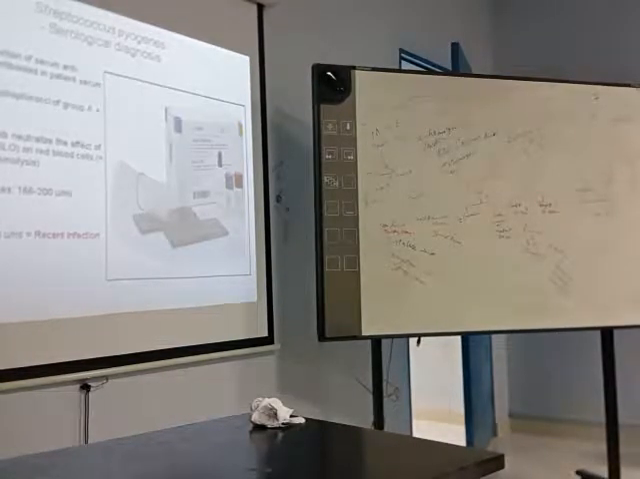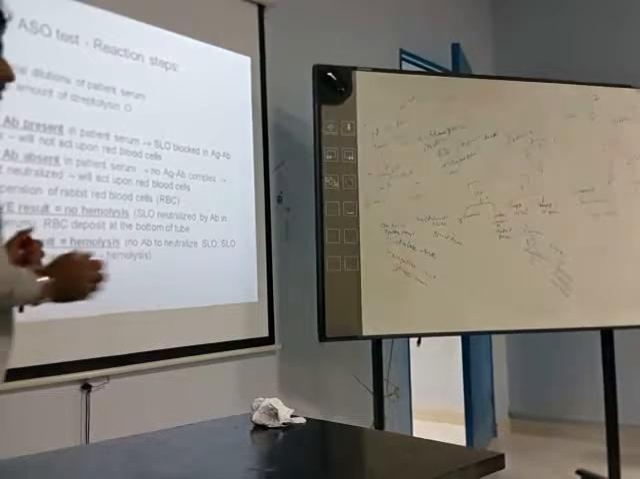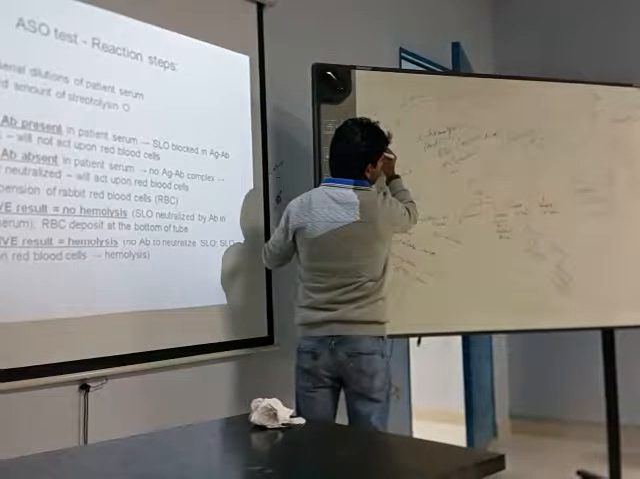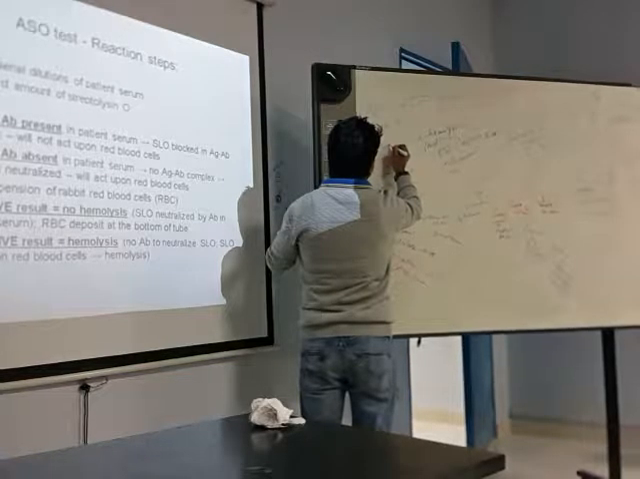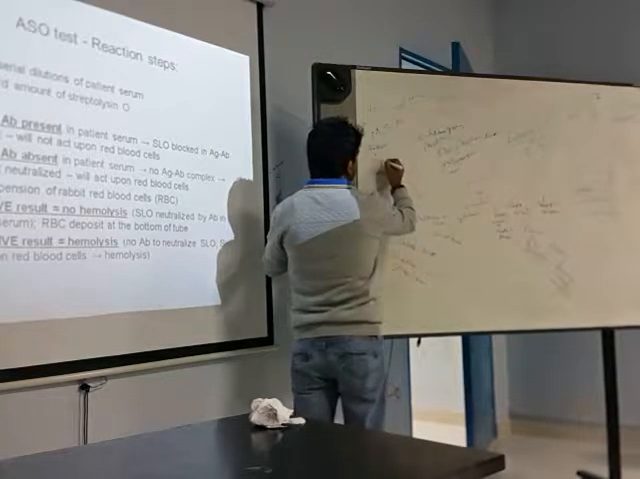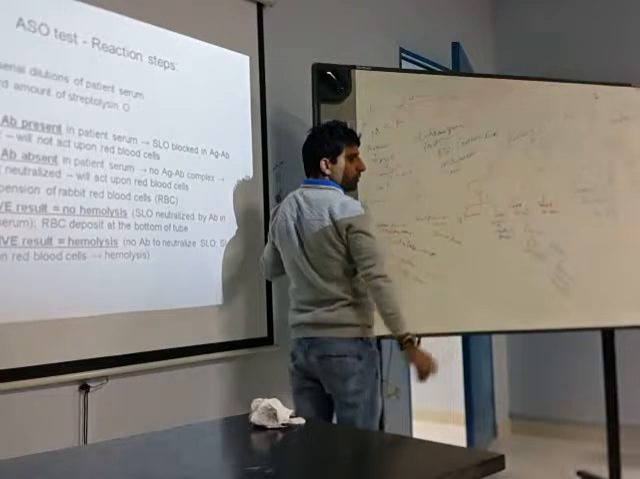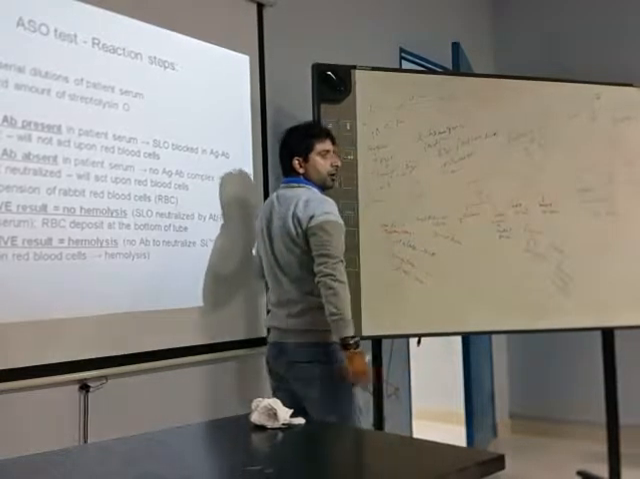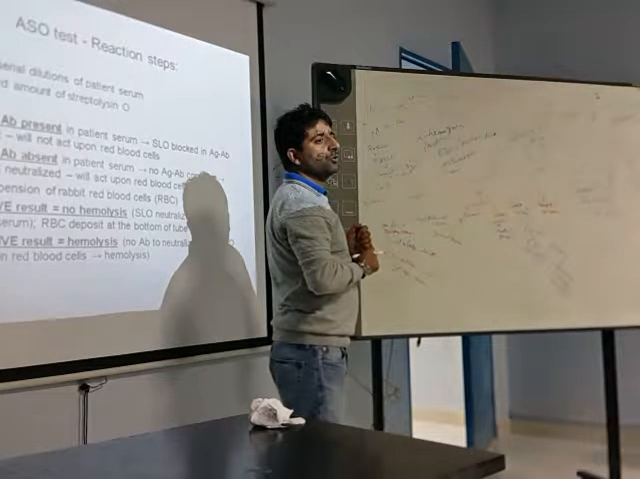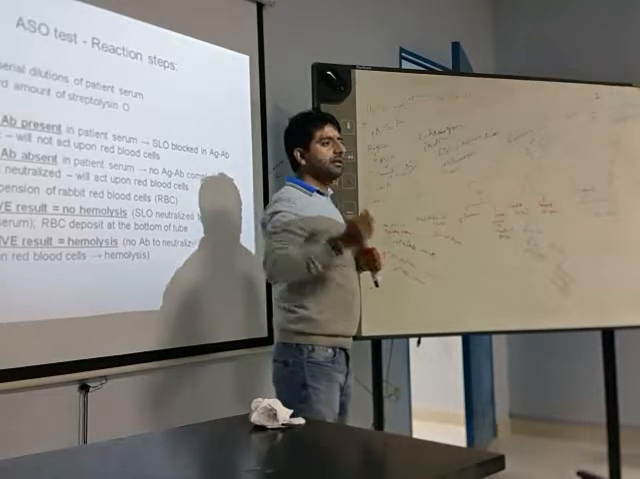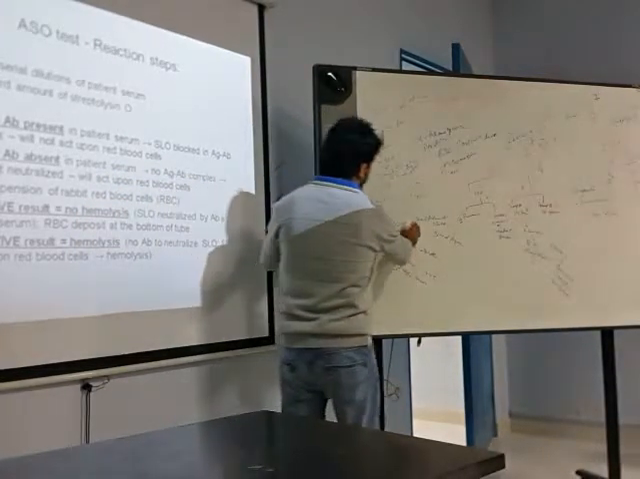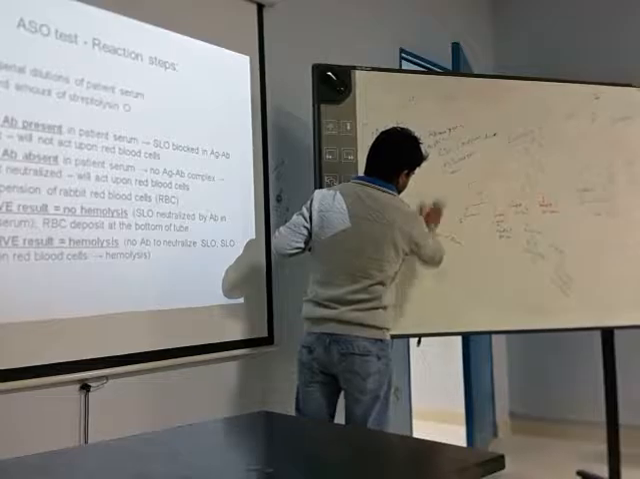And the titer is 200 units. If the titer is 200 units, it shows this is a recent infection. These are the steps. When a person has the infection with pyogenes, it will produce streptolysin O, this toxin, and the body will produce antibodies against it. There is a test called the ASO test to find these antibodies. It is the same as the agglutination test, if you remember from last time.